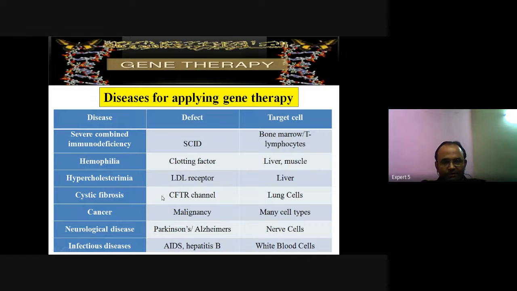Cystic fibrosis, in which the ion channels that transport chloride ions are defective. Cancers, or malignancies, of different cell types are also targets to be treated with the help of gene therapy. In the case of infectious diseases, generally AIDS and hepatitis B, the target cells where gene therapy can be applied are the white blood cells.